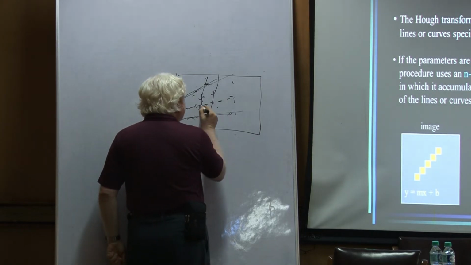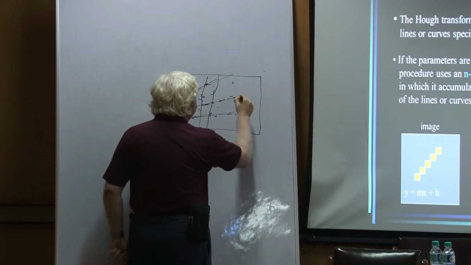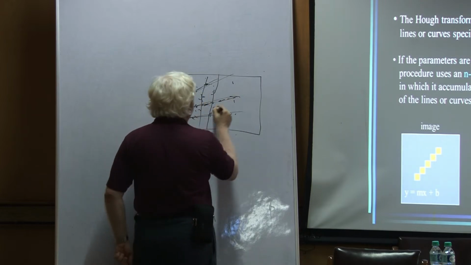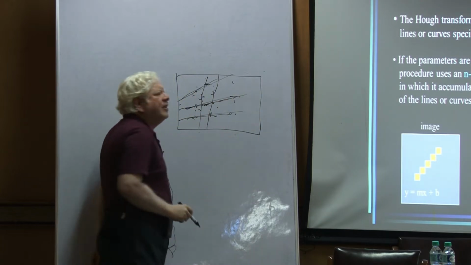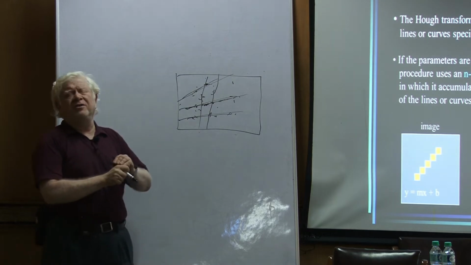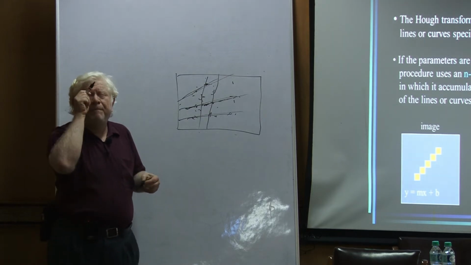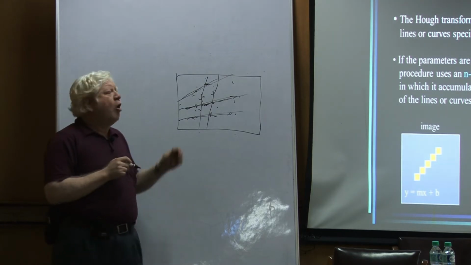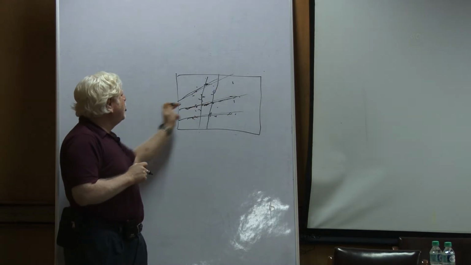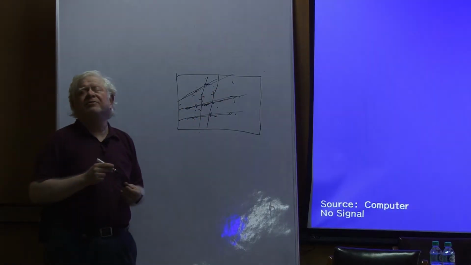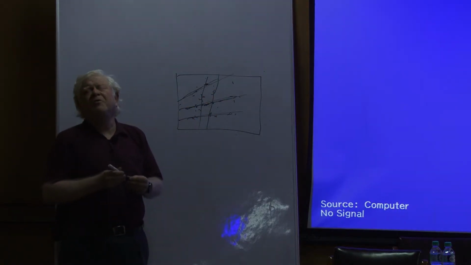You take all these points, there are so many here, here, here, here. You take these two, you get a line like this. You take these two, you get the same line. You take these two, you get the same line. So, there are several pairs of points which all agree upon the same line, and that is what matters.